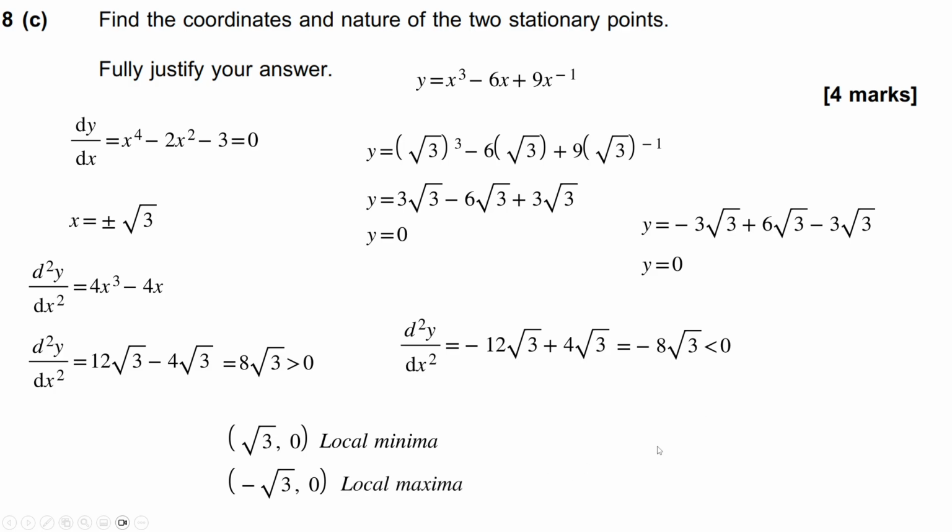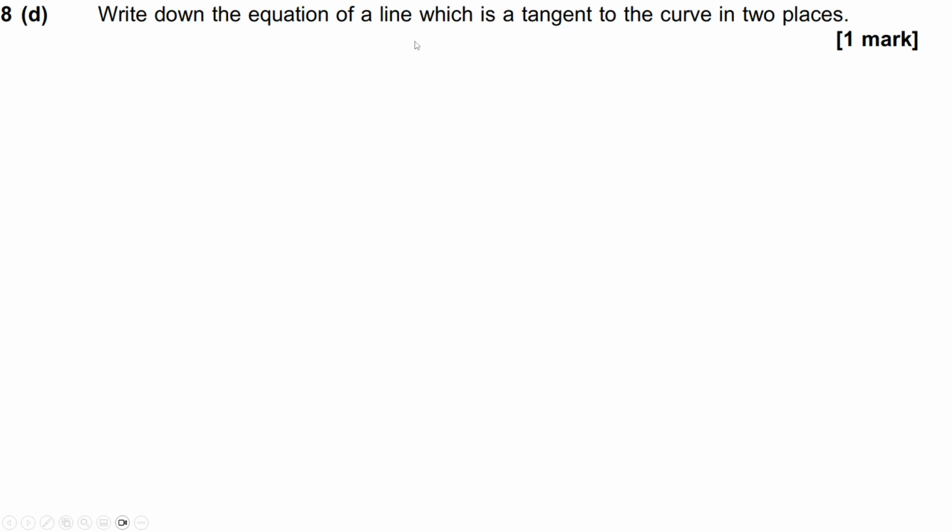Write down the equation of the line which is tangent to the curve in 2 places. Okay, well, these are the 2 points. I'm hoping you can see that y equals 0 goes through this one and this one, because they've got the same y value. So, it's just y equals 0.